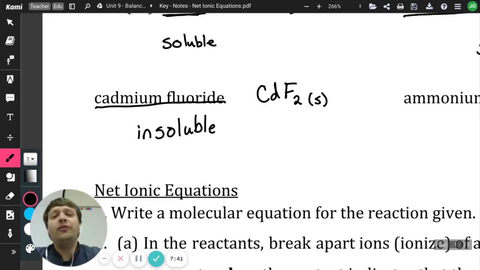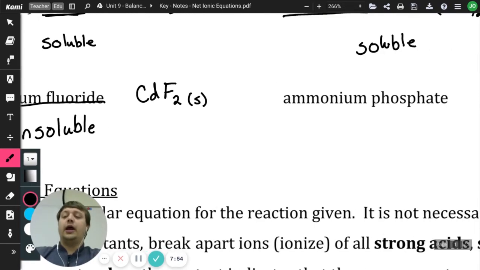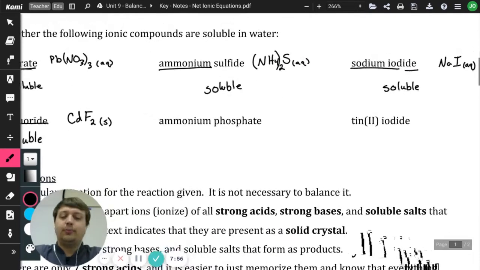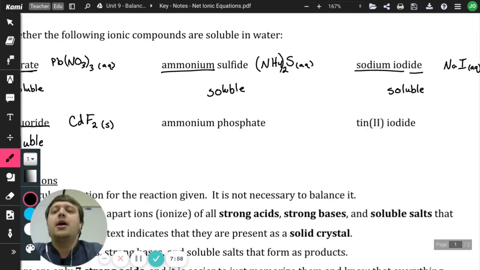Now, since I'm assuming it's insoluble, then I would say, okay, I've got cadmium fluoride. There's my formula. And then I would say that it's a solid because it would basically be something that would not dissolve. Okay? All right. I'm going to leave these next 2 problems for you to do as practice. But we're going to go ahead and move on with our notes.